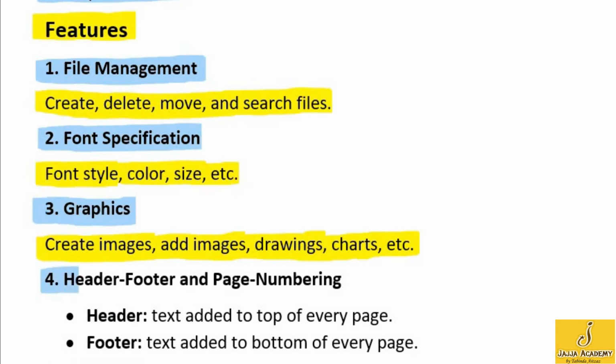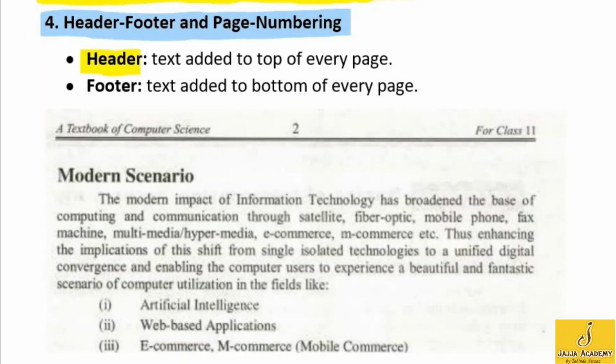The next feature is header, footer, and page numbering. A header is text added to the top of every page. For example, every page of your textbook contains this header, A Textbook of Computer Science, and on the right side of this header, For Class 11 is written on every page. When we apply a header or footer on one page of a document, it is applied on the whole document. For example, if your book contains 100 pages, then entering a header and footer on the first page will be applied on the remaining 99 pages. This is the benefit of header and footer.